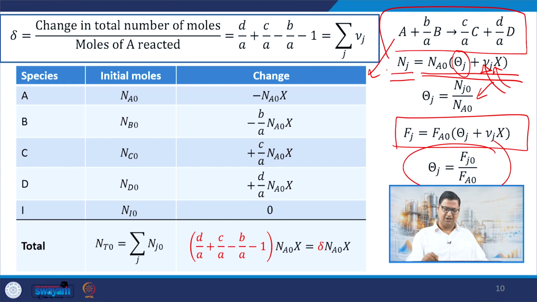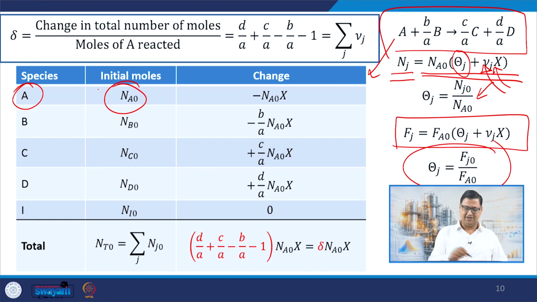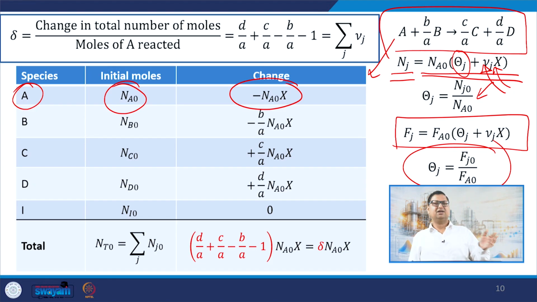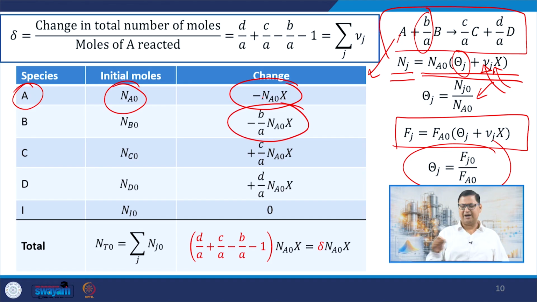So in this example, let us say we begin with species A in the batch reactor. So we can have some initial number of moles Na naught, and the way we have defined the conversion, the change is minus Na naught X, right? And now for every 1 mole of A, b by a moles of B are getting consumed, right? So the change in B is therefore minus b by a Na naught X, and minus b by a is the stoichiometric coefficient of B. That is why we have this nu j term coming in the expression, right?